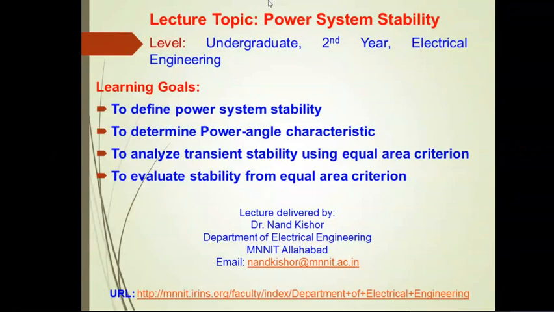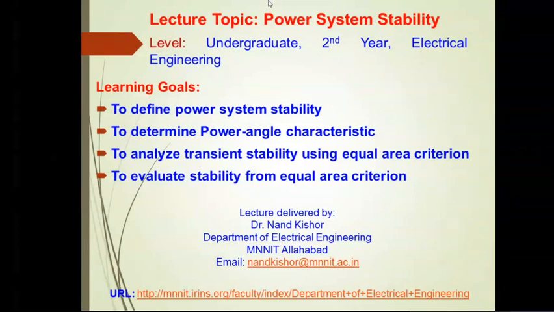What are the objectives of this lecture topic? We want to know what power system stability is, in fact, how we define power system stability. That is the first learning objective. The second one is the power angle characteristic, and how we obtain the relationship, the power angle characteristic. This power angle characteristic lecture is recorded from day 2 onwards.